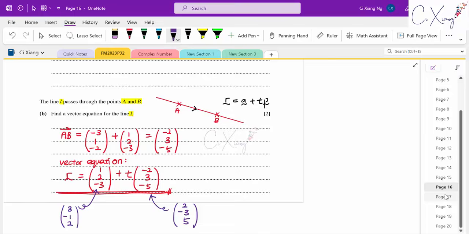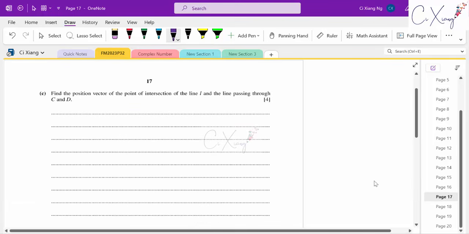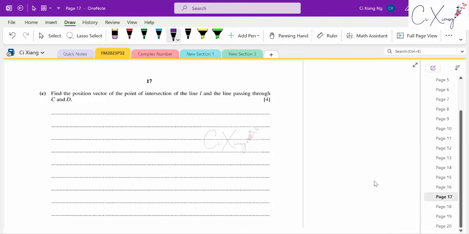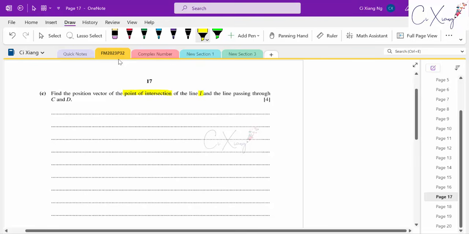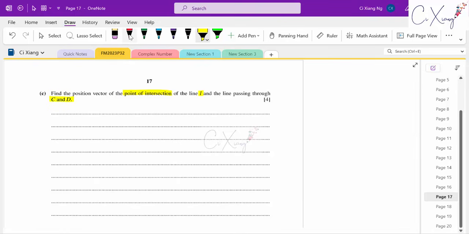Okay, so the next part. They want us to find the position vector of the point of intersection between the line L and the line passing through C and D. So we want to find the intersection point. Before you can find the intersection point, I need the vector equation for two lines. For the line L, I already have the vector equation earlier. And now I want to find the vector equation for CD first.